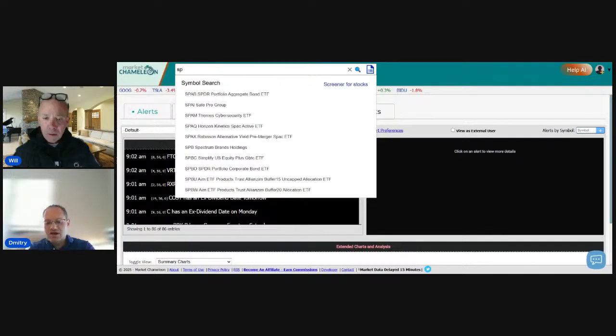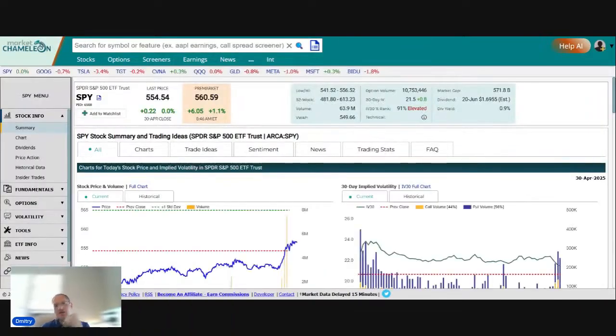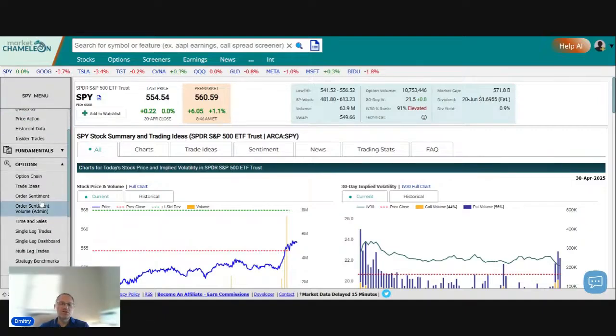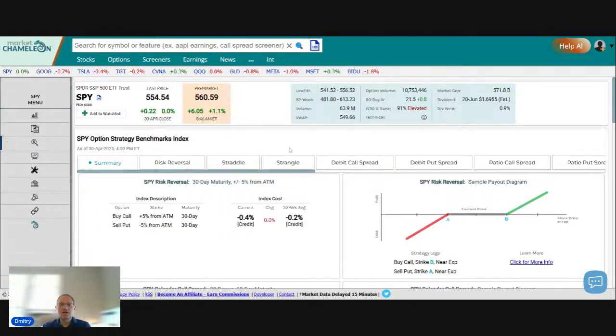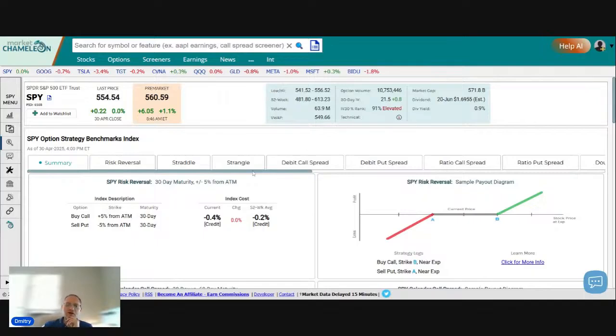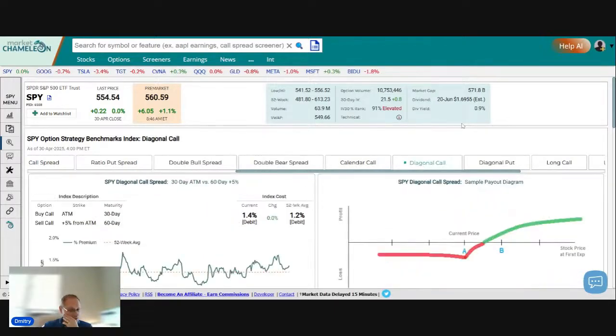Let's first navigate to that screen. I'm going to type in SPY in the search box. We'll use that in our example today. On the left-hand side, you have this menu. Click on options, come down to strategy benchmarks, and you come to a page with different tabs that represent a different option strategy. I'm going to close the menu on the left-hand side to expand our screen, and let's scroll down to the diagonal call spread. Okay, let's click on that.